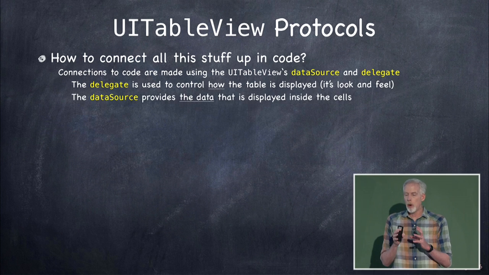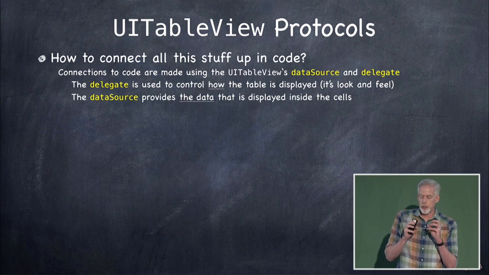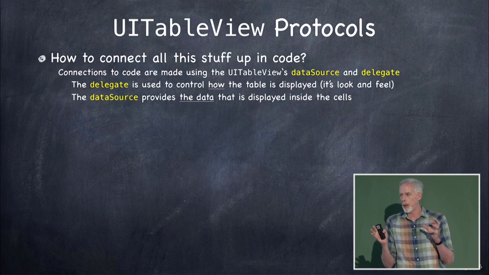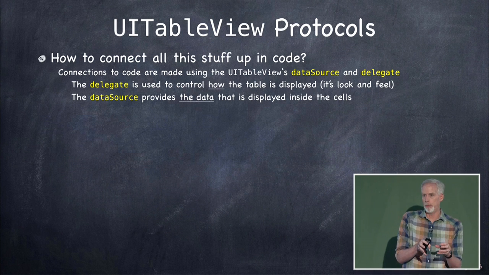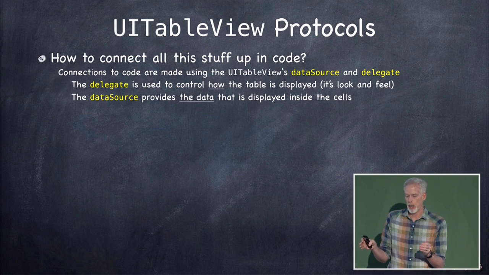All right, so let's talk about those protocols that we're talking about, data source and delegate. There's two of them because the delegate controls how the table is displayed. The data source controls what data is in the table, what's in the rows. So that's the difference between the two.